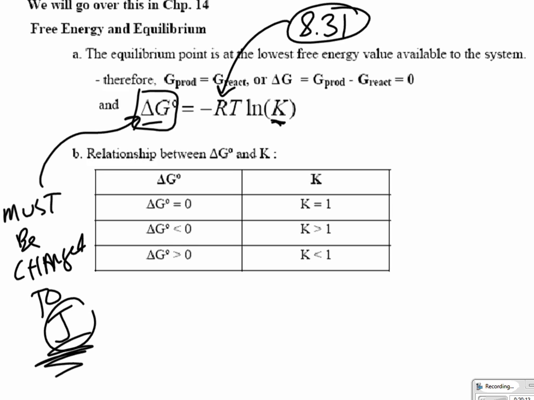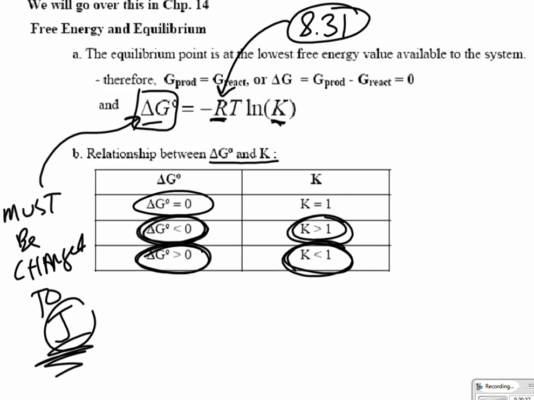Relationships between delta G and KEQ. If delta G is positive, we say it's non-spontaneous, or non-favorable, which means KEQ is going to be less than 1. If delta G is negative, we say KEQ is greater than 1, and if delta G is 0, KEQ is 1.